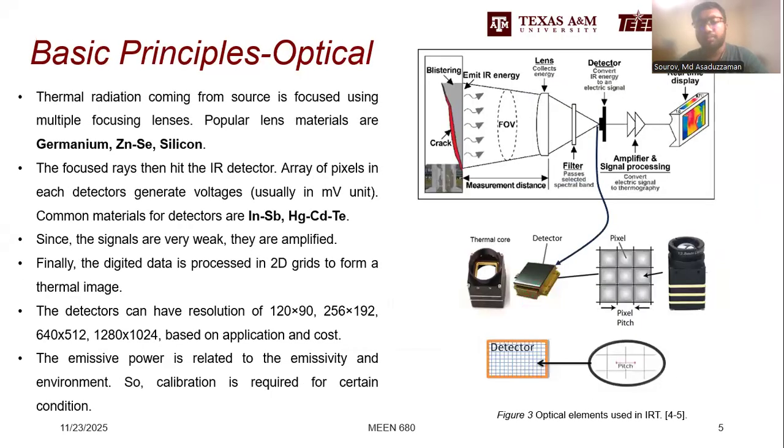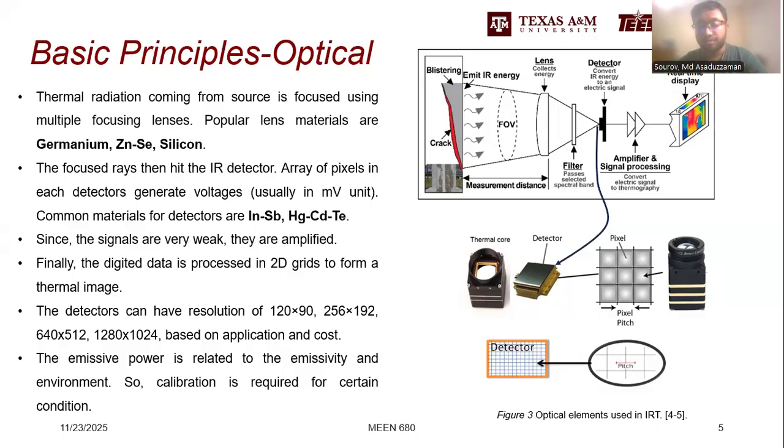Now let me explain the optical principles behind an infrared camera. The thermal radiation emitted by the object is first focused by focusing optical lenses. Unlike visible light cameras, IR cameras use materials like germanium, zinc selenide, or silicon because these materials transmit infrared wavelengths effectively. The focused radiation is then directed onto an array of infrared detectors.